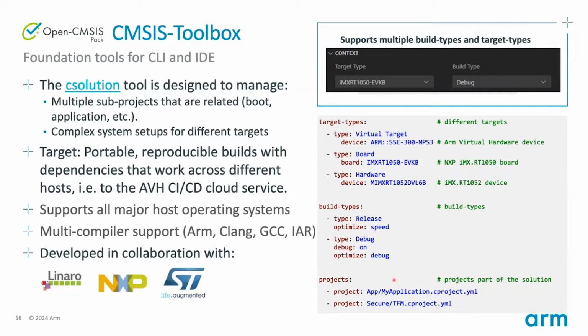And it's based on very simple YAML files. For example, you see we have here the different targets: the virtual target, the board, which would be a normal development board, and the actual hardware that you're using. We have different build types, release and debug. And then, for example, here's a multi-project application where you have the actual user application, and then maybe, for example, trusted firmware to run security.